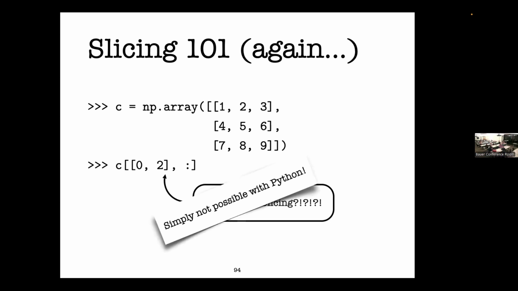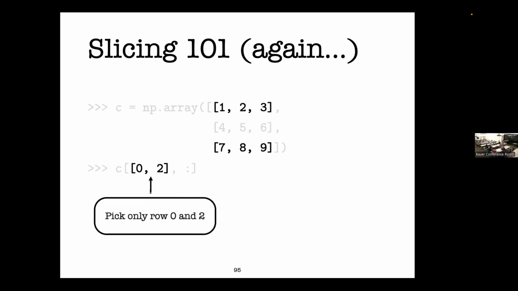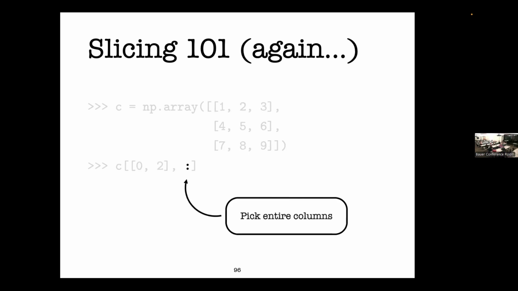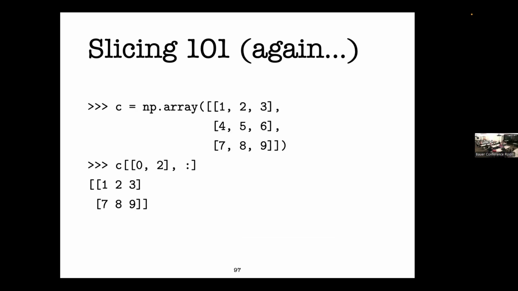This is not possible in pure Python. You can't just do that. And if you have seen this pattern, it's used in pandas, TensorFlow, PyTorch tensors and everything. So it's the same construct. Here I'm telling it to pick rows 0 and 2, index 0 and 2, and take the whole column. And it gives you those values out.